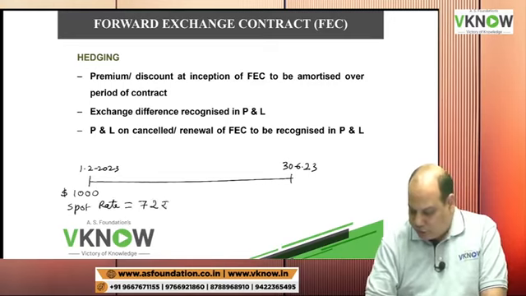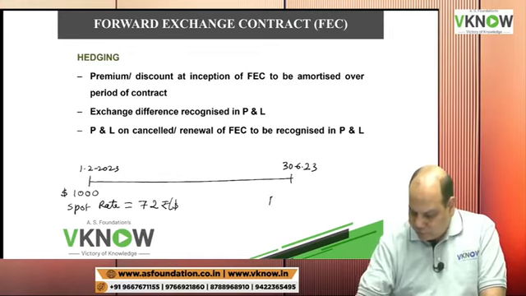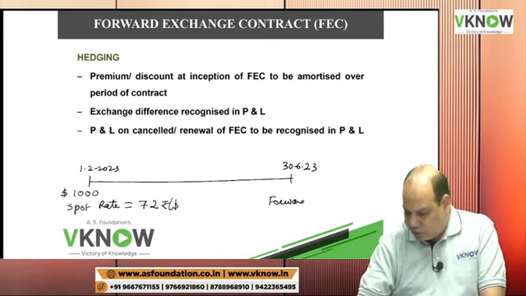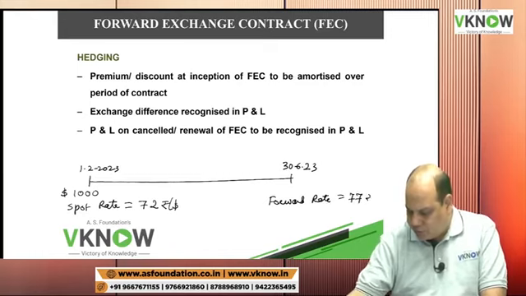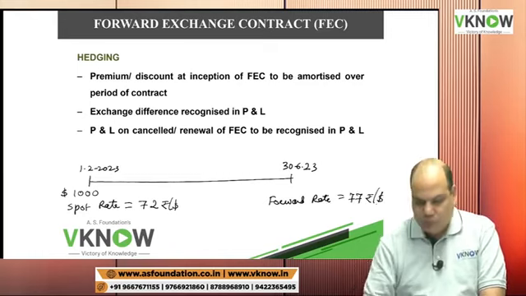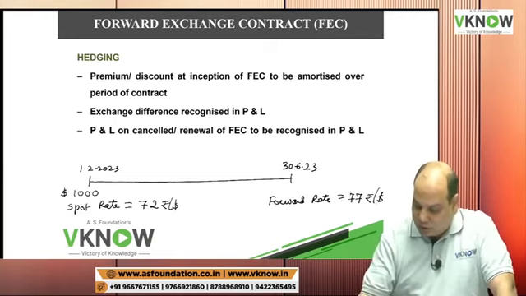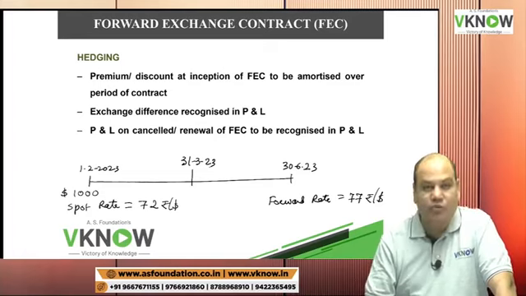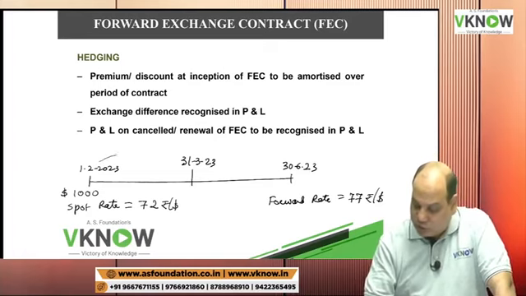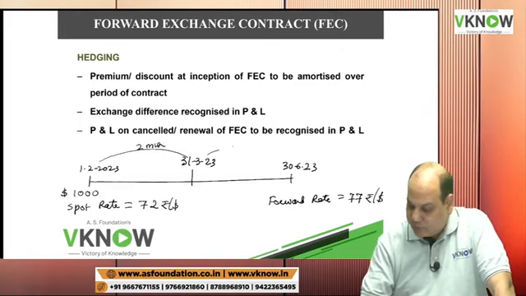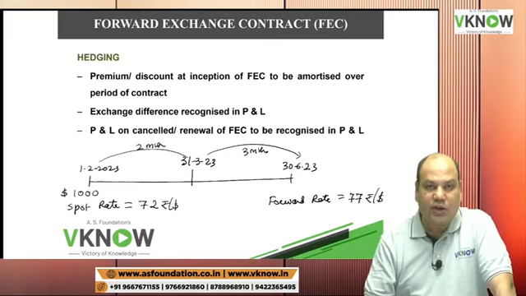Spot rate is 72 rupees per dollar and forward rate is 77 rupees per dollar. Year ending date is 31st March 23. So you will say 2 months will fall in this year and 3 months will fall in the second year.